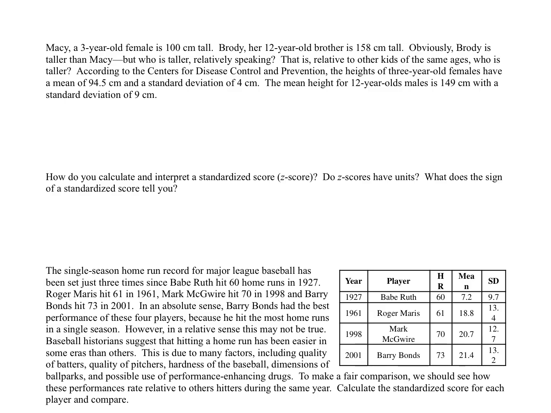According to the Centers for Disease Control and Prevention, the heights of 3-year-old females have a mean of 94.5 and a standard deviation of 4. The mean height for 12-year-old males is 149 with a standard deviation of 9. Okay, so we don't technically know how to do this yet, but there are some things that we can take a look at. If we take a look at Macy, it's probably a good idea to take her 100 and subtract that average. So we know that she is 5.5 centimeters above the average.